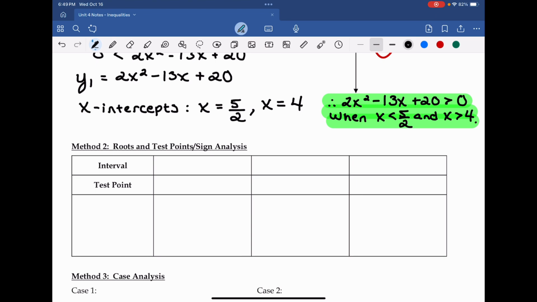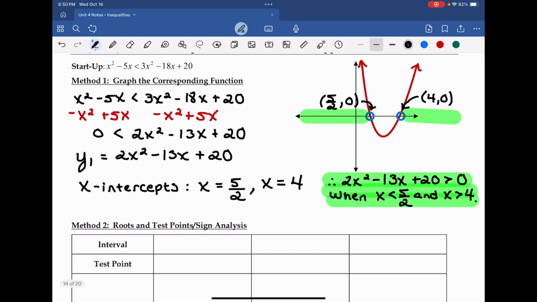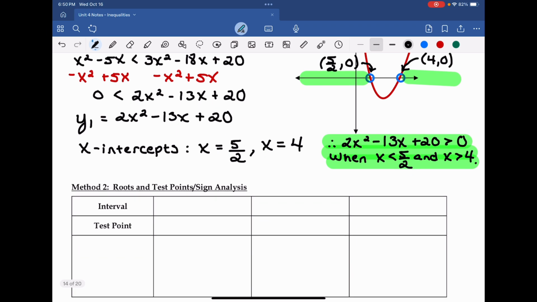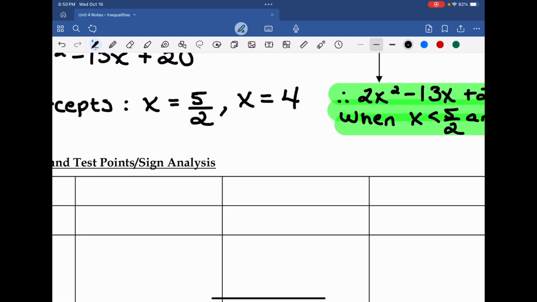So now we're going to go on to our first algebraic approach, which is the root and test point / sign analysis approach. What we have to do is factor this original inequality, because if we didn't know the roots, the x-intercepts, what we'd want to do is isolate it for one side being 0 like we did, and then factor it. So let's show those factoring steps just in the empty space we have here. So we're going to say 0 is less than 2x squared minus 13x plus 20.